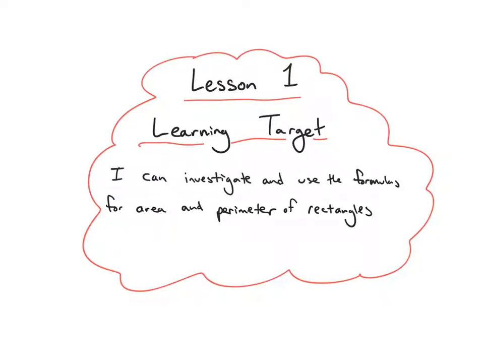This is a video lesson for Module 3, Lesson 1. The Lesson 1 learning target is: I can investigate and use the formulas for area and perimeter of rectangles.